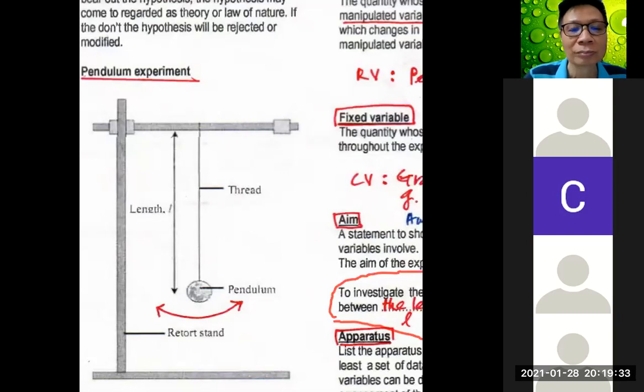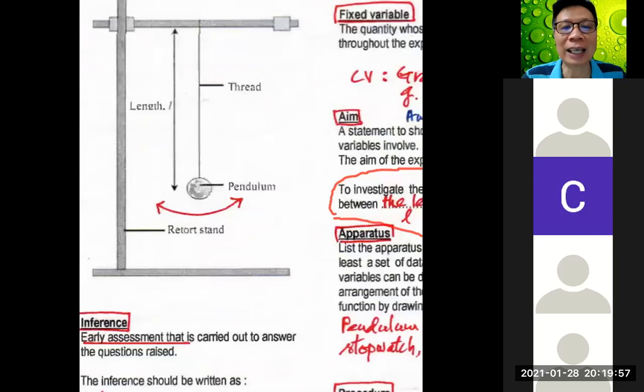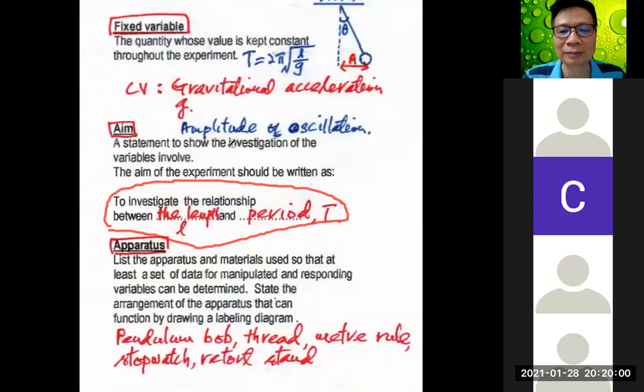G clamp, but why do you need the clamp? What is the clamp for, where do you need to put the clamp? You don't need a clamp here. Okay, come, let's see the answer. These are the apparatus needed. Pendulum bob, the thread, meter rule, stopwatch, retort stand.